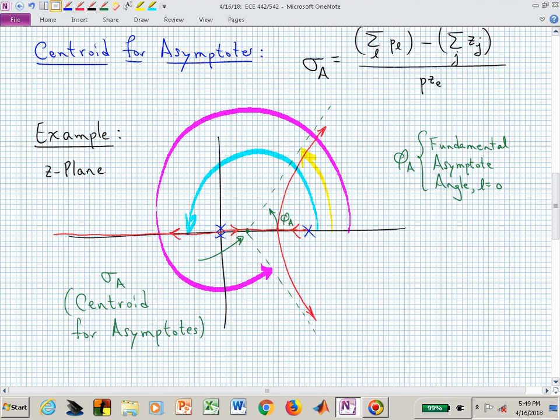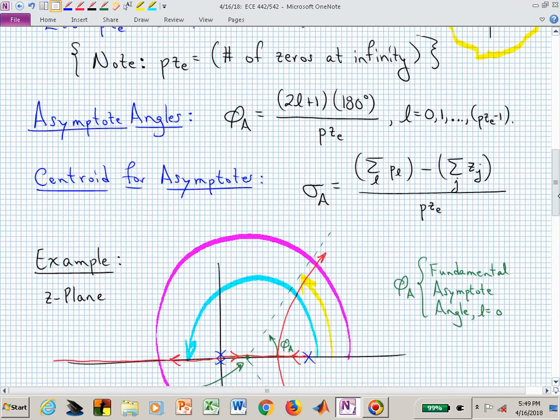Pardon? What is L? L is just an index. Where do you want me to define L? If we're talking about L in the definition for our asymptote angle, L is just an index. And it goes from 0 to 1 to 2 up to the pole zero excess minus 1. And that defines or tells us how many asymptote angles we have.